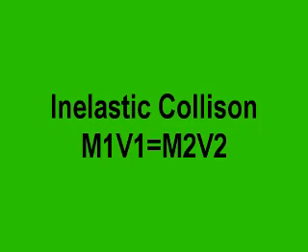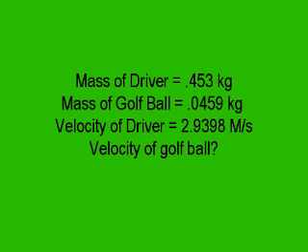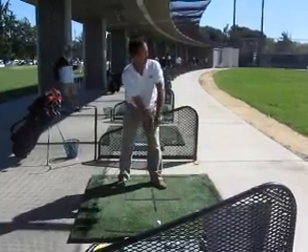In an inelastic collision, the two objects colliding do not stick together. When the driver head hits, the ball goes flying. If the mass of a driver is 0.453 kilograms and the mass of a golf ball is 0.0459 kilograms, and the ball was hit at a velocity of 2.9398 meters per second, what is the velocity of the golf ball?